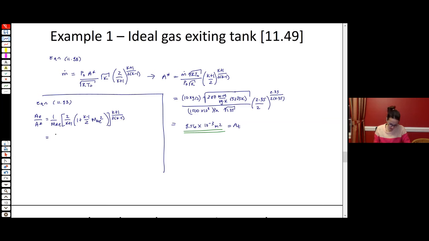All right, now plugging in the values we have, 9.56 times 10 to the minus third meters squared over 5.53, our Mach number, over 2.35, 1 plus 0.35 over 2, 5.53 squared, 2.35, 0.7. We get that our exit area is 2.81 times 10 to the minus 1 meters squared.